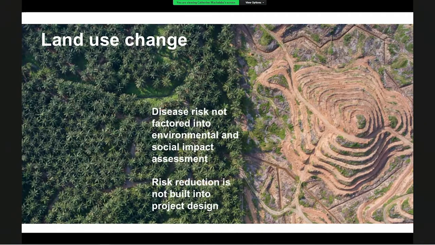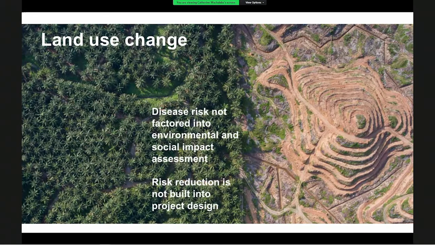And there's a major challenge when we think about how to be more proactive. Currently, disease risk is not factored into environmental and social impact assessment. We're just not aware of what's likely to happen when we change an ecosystem. So there are all of the ecological changes, this web of interconnectedness with our ecosystems, how we disrupt food webs, how we bring in new species, potentially invasive species, livestock farming, and changing these interactions that allow for spillover.